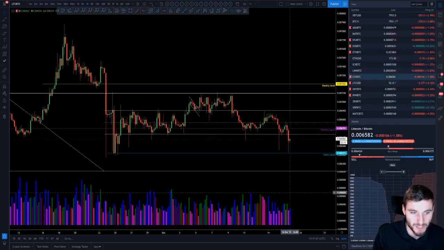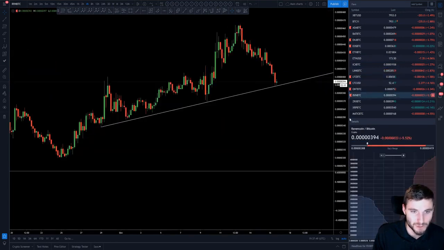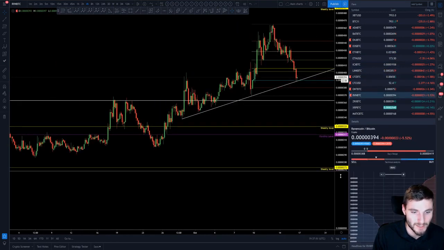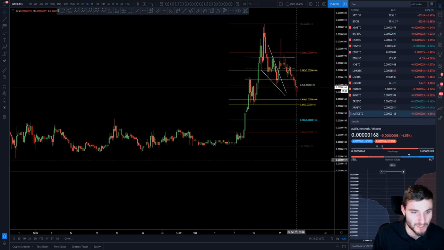Maybe I need to change the code. But I'm not sure why it's not working on all of these pairs. Doesn't look like it's working on some of them. I am going to need to look into that. I have no idea actually why it's not working on some of these altcoins.